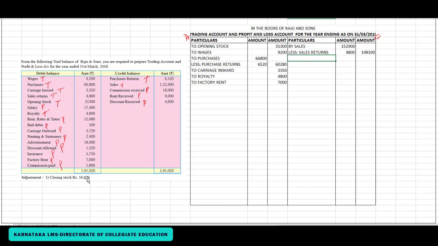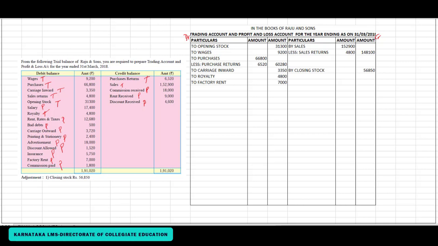Next, under the credit side there is nothing else, but we should keep in mind there is an adjustment. Closing stock amounted to rupees 56,850, so that must be recorded under the credit side of the trading account. So by closing stock, that amounted to rupees 56,850. So we have entered all the items of the trading account.